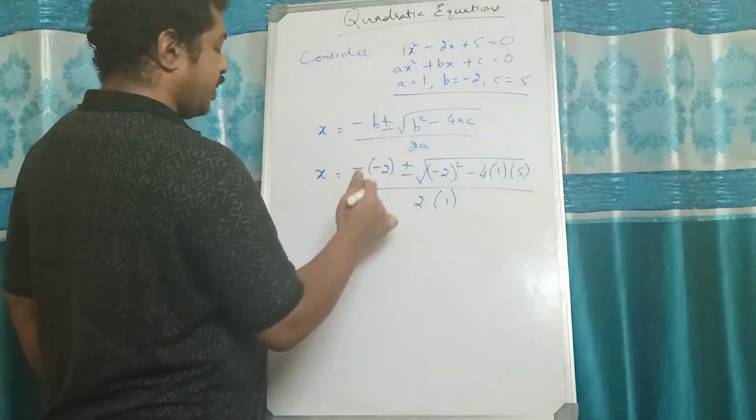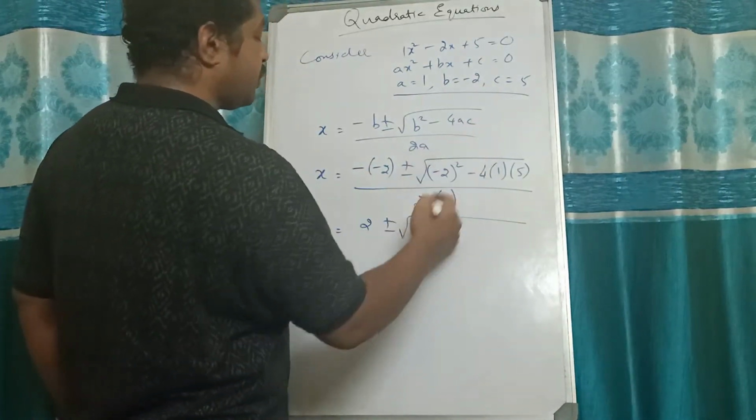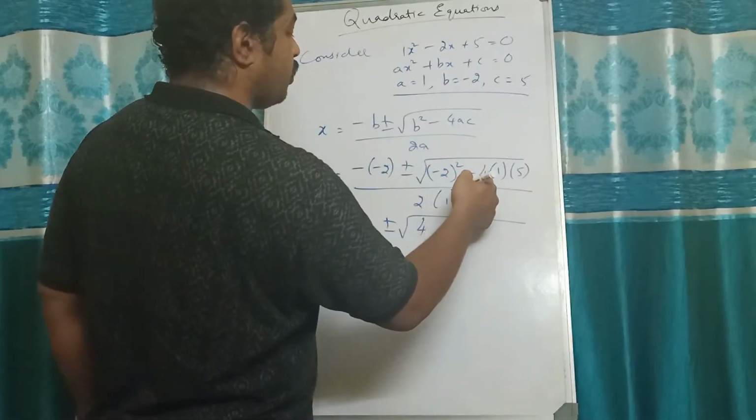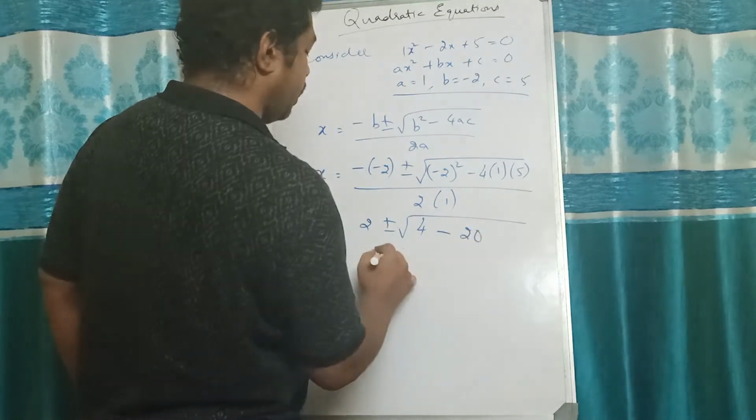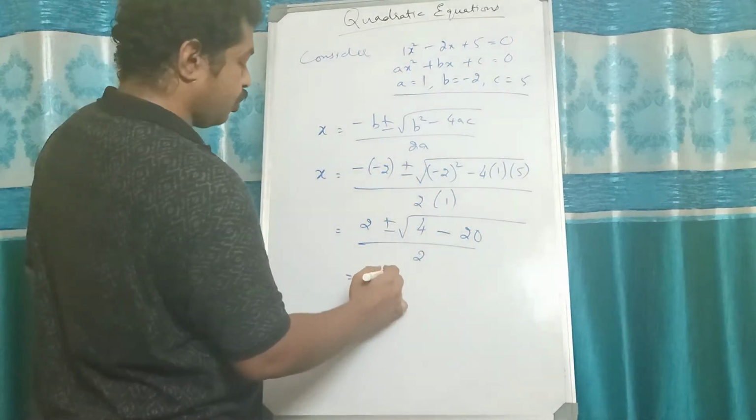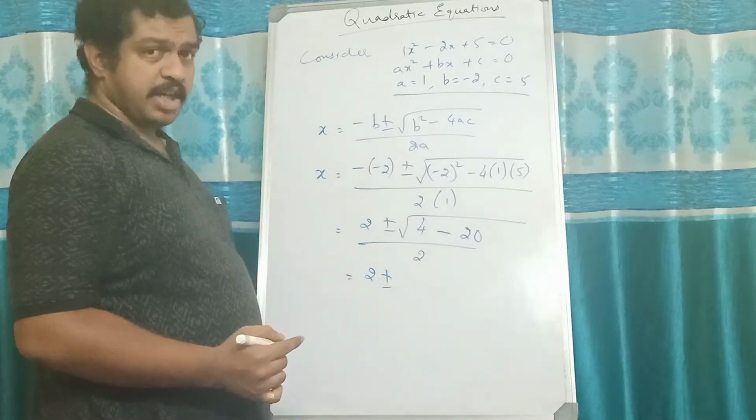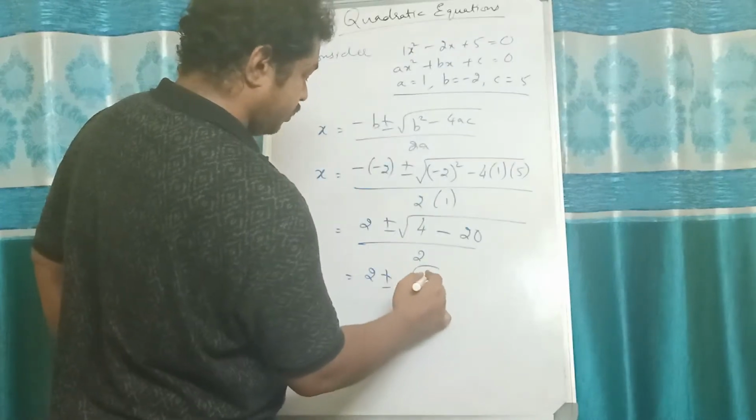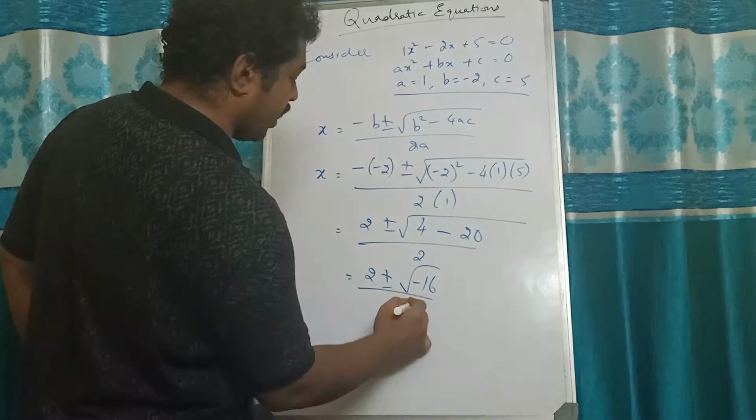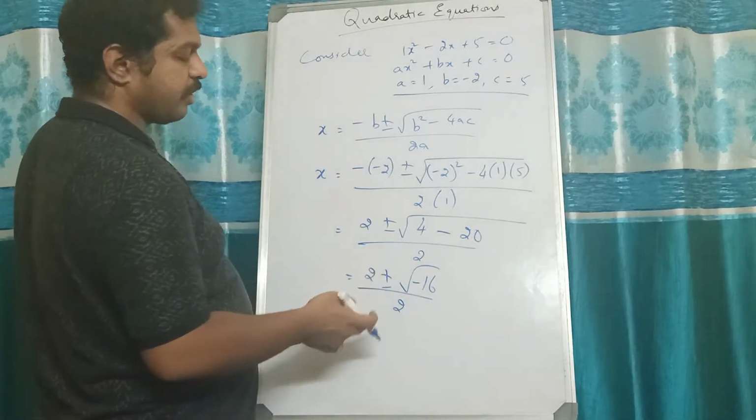Right, minus of -2 will be positive 2, plus or minus square root of -2 the whole square is positive 4, minus 4 into 1 into 5 is how much? 20. Whole thing divided by 2 into 1, 2. Okay, so 2 plus or minus 4 minus 20 is how much? You will get a negative value, right? It's about something like -16, right? -16 whole divided by 2. Okay, and the rest of the things as it is.